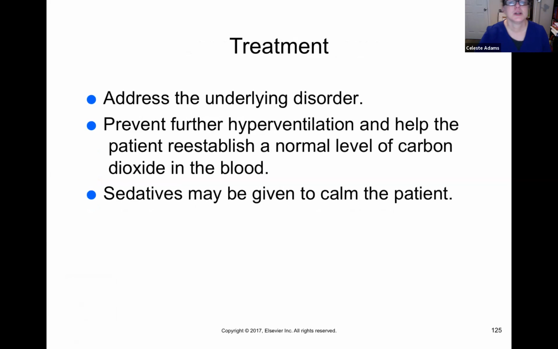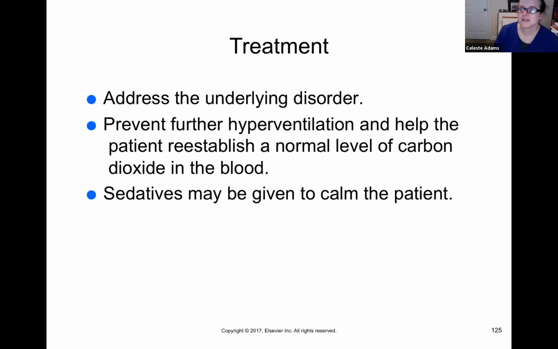Next, treatment: address the underlying disorder. Take care of what's making that patient breathe heavy. Is it anxiety? Is it drugs? We may need to reverse the drug that's making them hyperventilate. We may need to give them a sedative to calm them down from hyperventilating, so we need more CO2.